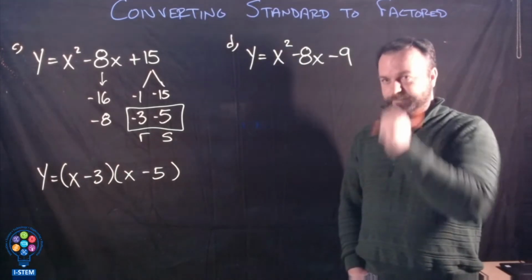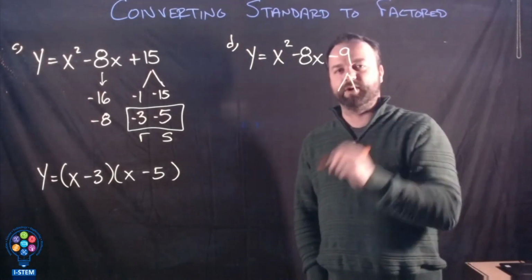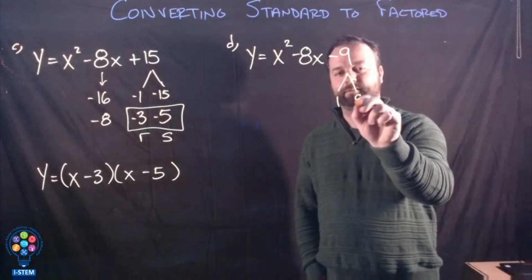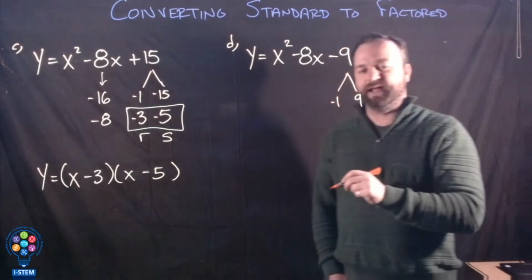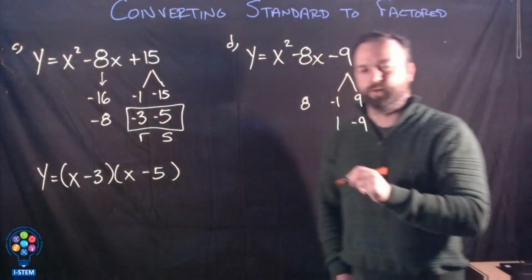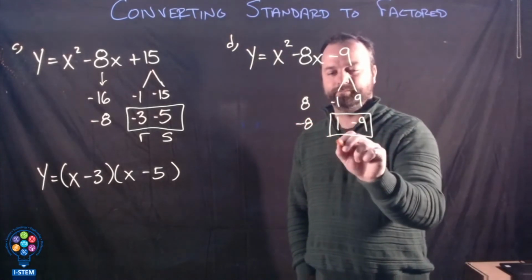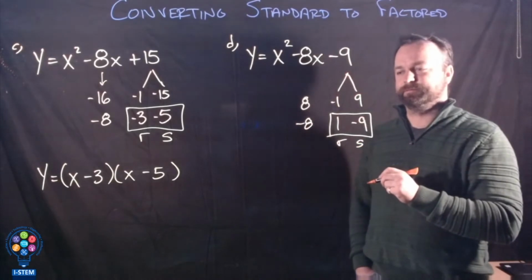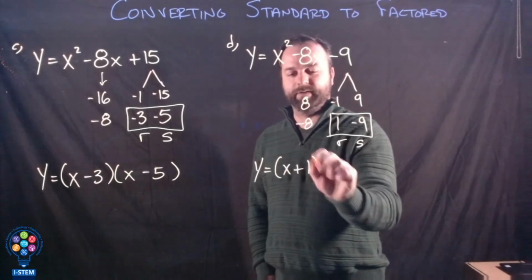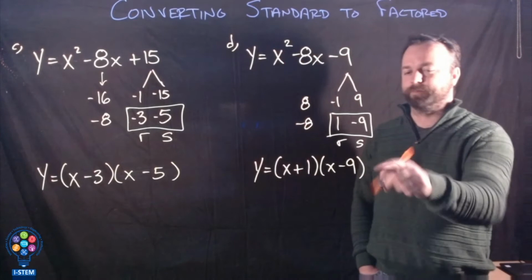Okay, I'm just going to keep going through these examples. The method is always the same. Two numbers that multiply to negative 9 and add to negative 8. So I could do negative 1 and positive 9, that adds to positive 8. Or I could do negative 1 and positive 9... or negative 9 and positive 1, that adds to negative 8. That didn't take me too long. I get x plus 1 and x minus 9 as my factored form.